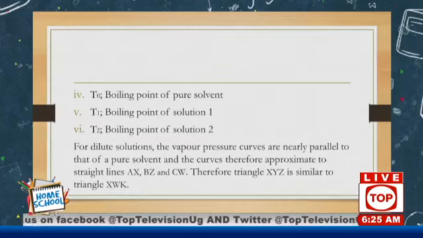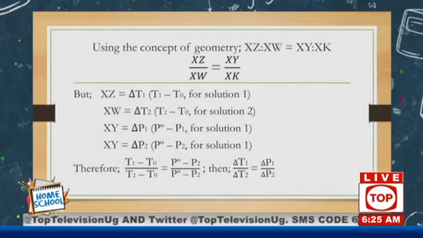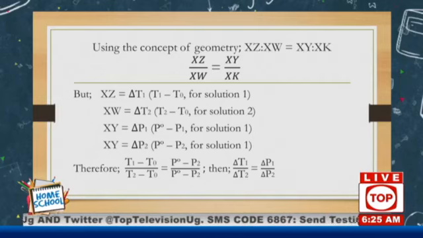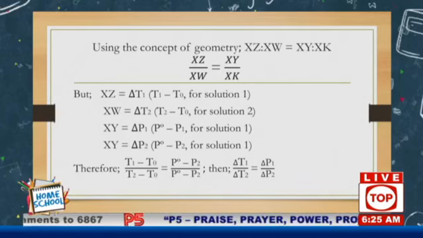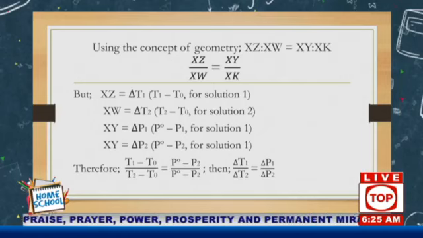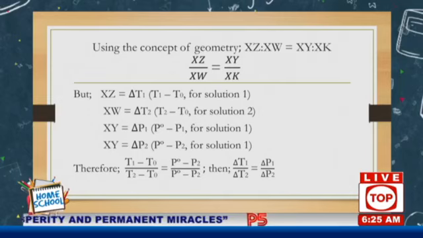So on slide 18, we are going to see that all that work is summarized there. ΔT1 is the change in temperature for solution 1, and ΔT2 is the change in temperature for solution 2. So once we get those values, where there is xz, we put there T1 minus T0. Where there is xw, we put there T2 minus T0. Where there is xy, we put there T0 minus P2.